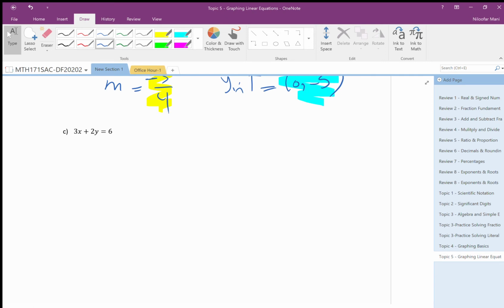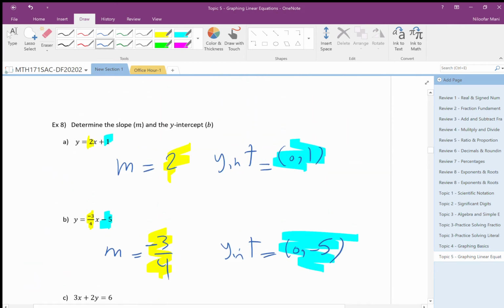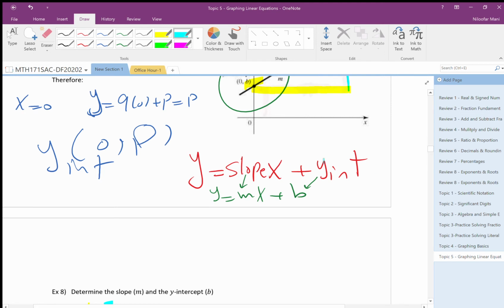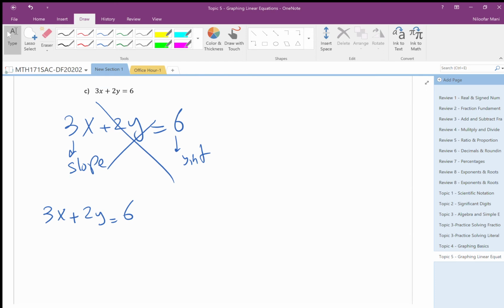That's a very interesting question. When I give this question to students, sometimes they say what I see beside x is the slope, and what I see as a number is the y-intercept. Wrong. 3x plus 2y equals 6 is a standard form, not a slope-intercept form. Do you remember, in the first video, I talked about the slope-intercept form? A slope-intercept form has the slope multiplied by x, plus the y-intercept. If you see y isolated, that's a slope-intercept form. If you see x and y together on one side and the other side is just a number, that's a standard form. If I have this case, I have to solve for y.